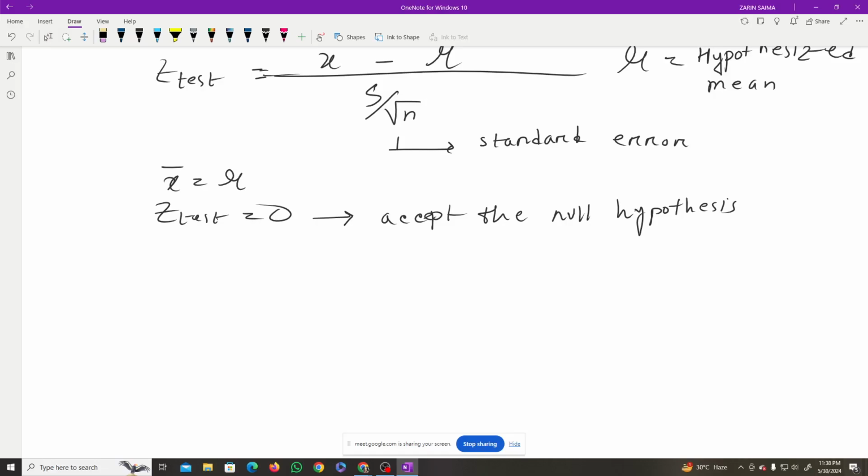So if your value is 0 or near to 0, you would accept the null hypothesis. But there will be cases where you don't accept the null hypothesis, you reject the null hypothesis, and that is your main goal. So, how big should your z be to reject the null hypothesis?